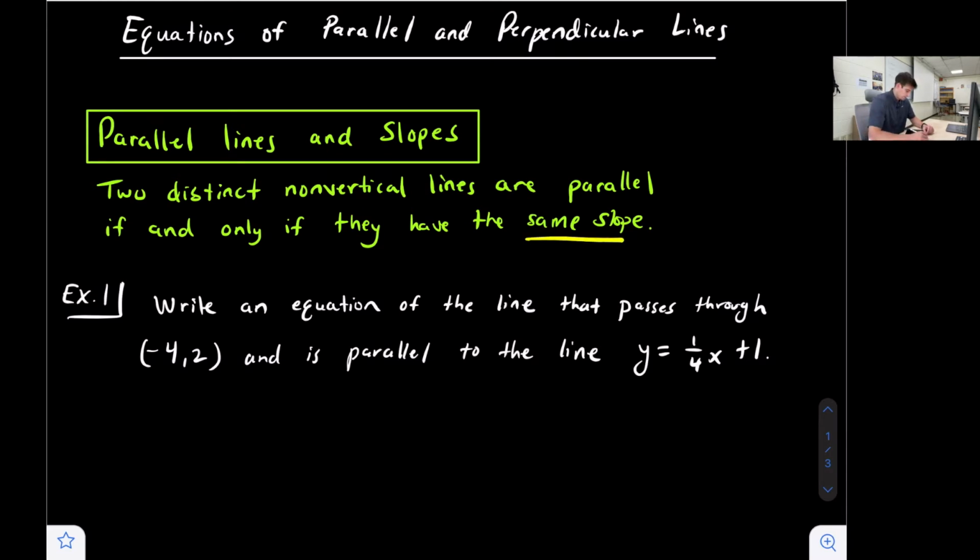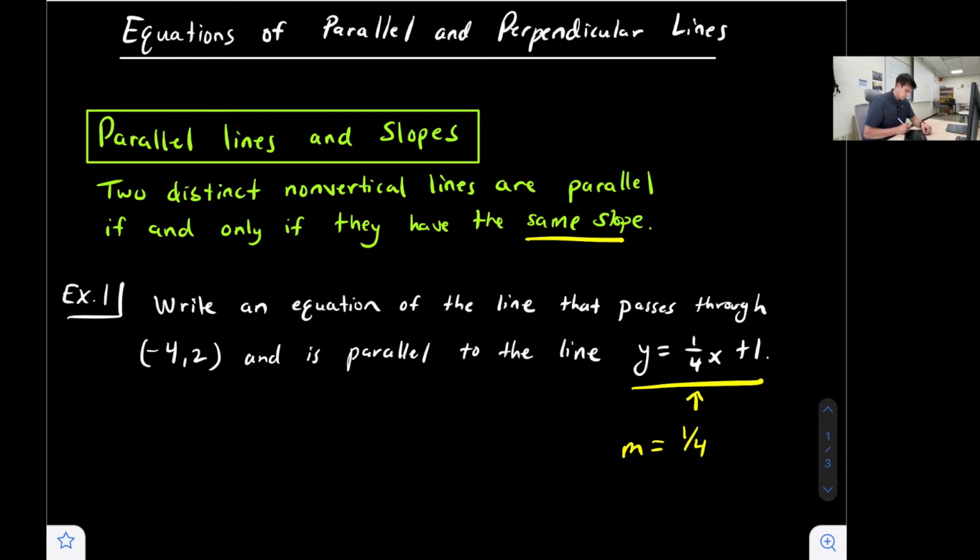So we're going to look at example 1 here. It says we want to write an equation of the line that passes through (-4, 2) and is parallel to the line y equals 1/4 x plus 1. So we're going to write this equation in slope-intercept form. We already have our equation right here in slope-intercept form, so we know that the slope is 1/4, right? m is equal to 1/4. If we want to write an equation of the line that's parallel, it needs to have the same slope.